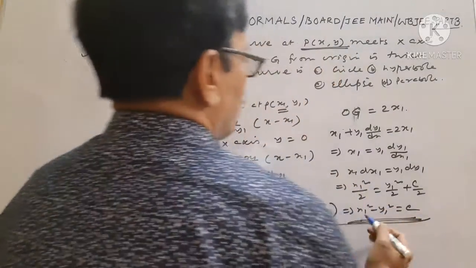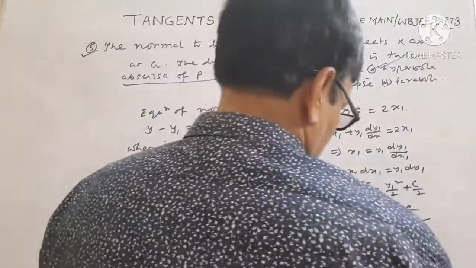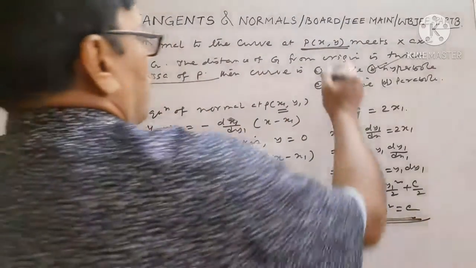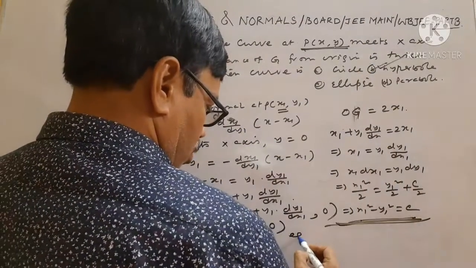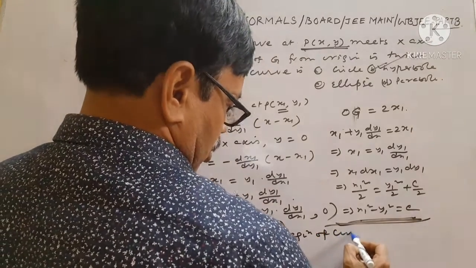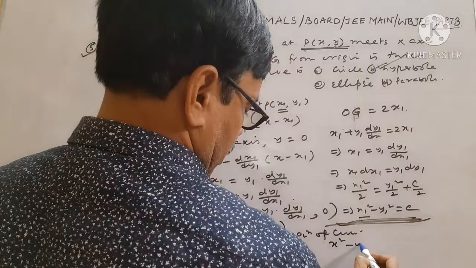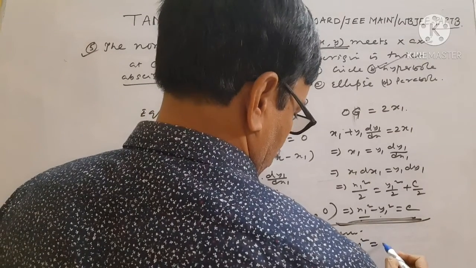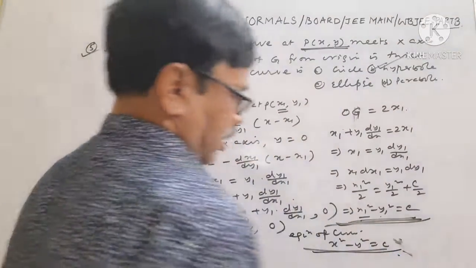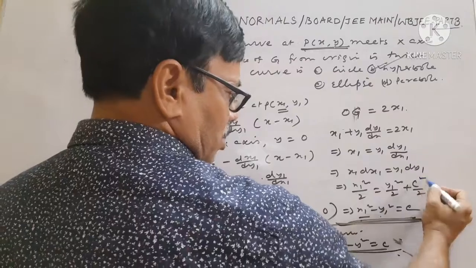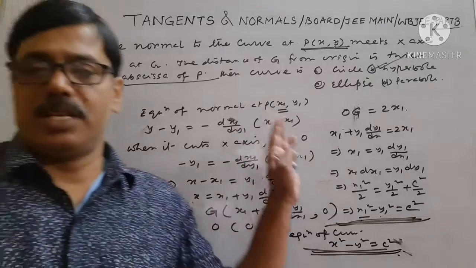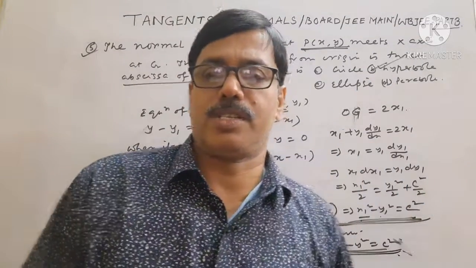Now this is the equation of a hyperbola, that is, a rectangular hyperbola. Here the point of contact is x, y, therefore the equation of the curve, with x1 replaced by x and y1 by y, is x square minus y square equals c. This is the equation of a rectangular hyperbola. You can take the constant as c square also. So this is an application of differential equations.